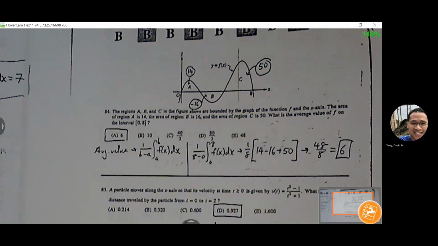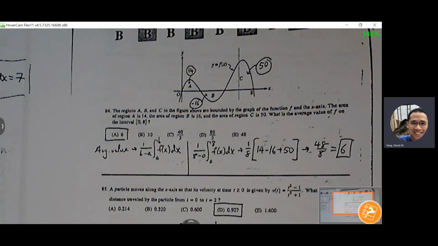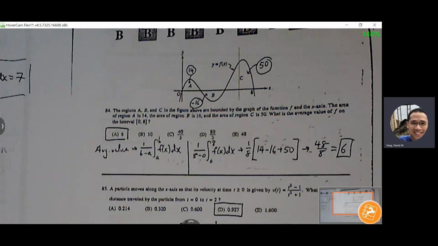Okay, 84. The regions A, B, and C in the figures are bounded by the graph. The area, so make sure you understand that they're telling you the area, but if you see regions above and below, you've got to make the appropriate sign changes. Region A is 14, region B is 16, region C is 50. What is the average value?